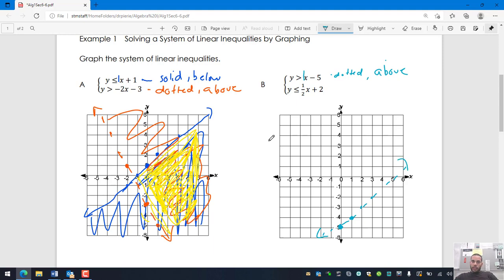Ask myself, where's the shade? And it's anything above this turquoise dotted line. I'll try to be a little bit lighter here. It's going to be anything in this area right here. Anything above that turquoise dotted line. Okay, do the exact same thing for the second equation.